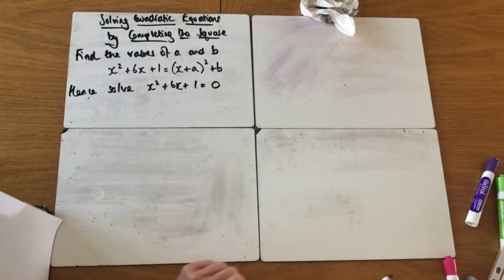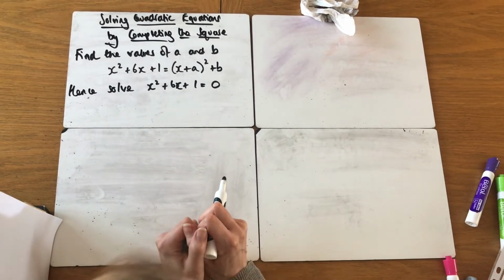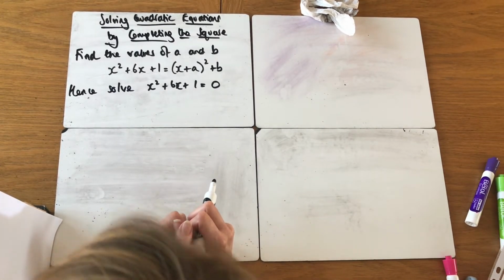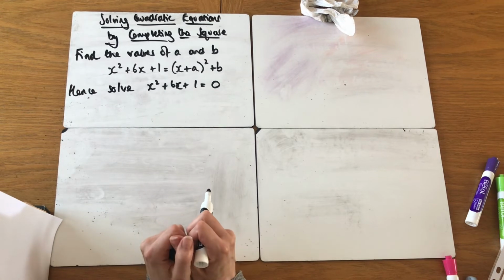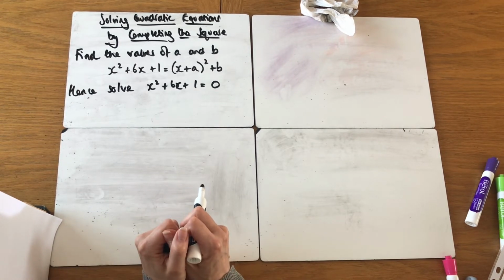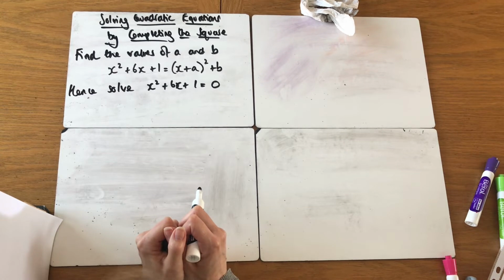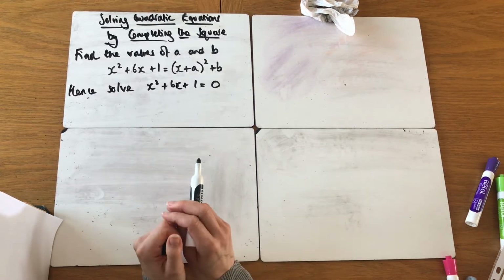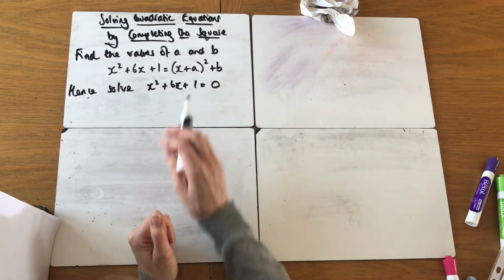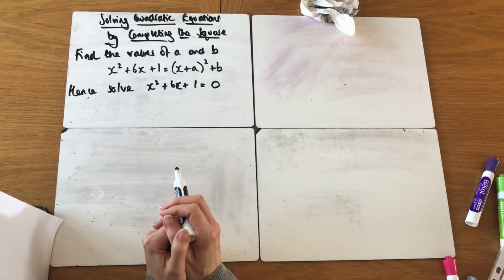Now we're going to have a look at how we can use completing the square to solve quadratic equations. So we already have two ways of solving quadratic equations. We can make sure that the quadratic expression equals 0 and factorise, or we can use the quadratic formula. So this is giving us a third way to solve quadratic equations. We always have to make sure, as with all quadratic equations, that our quadratic expression equals 0 first.